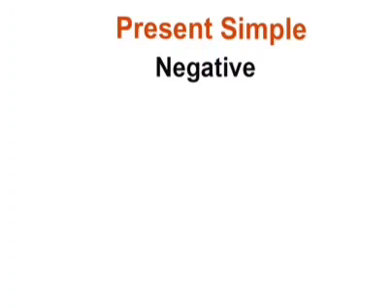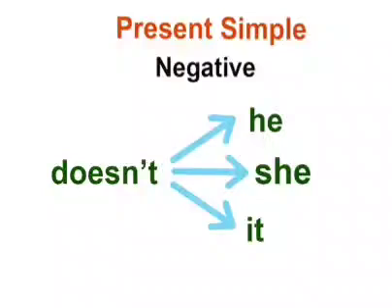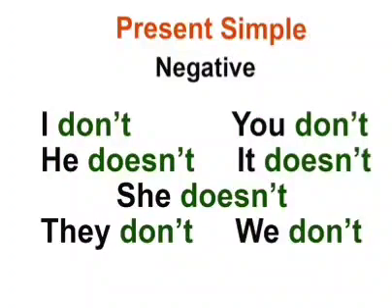But why? Again, this is the present simple tense, but it's a negative form. To make a simple present sentence negative, we use don't for I, you, we, and they, and doesn't for he, she, it. So I don't, you don't, he doesn't, she doesn't, it doesn't, you don't, they don't, and we don't.